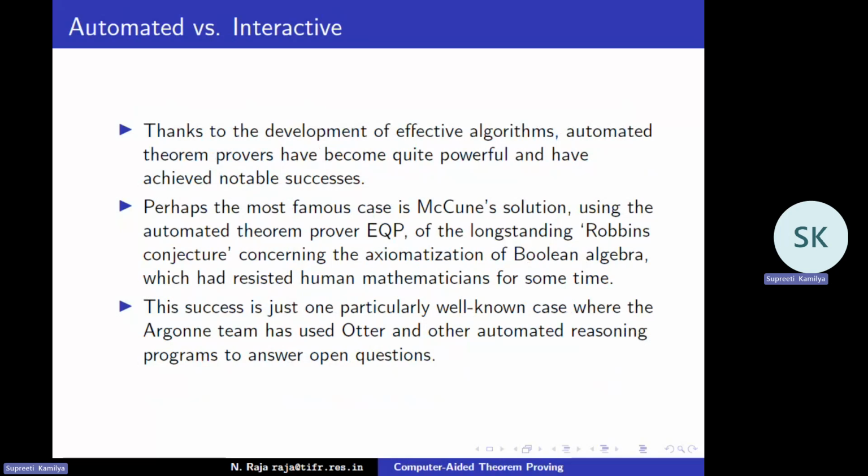This was completely solved with a machine, with an automated theorem prover called EQP. This is just one of the results that I quote. There have been several other things to their credit.